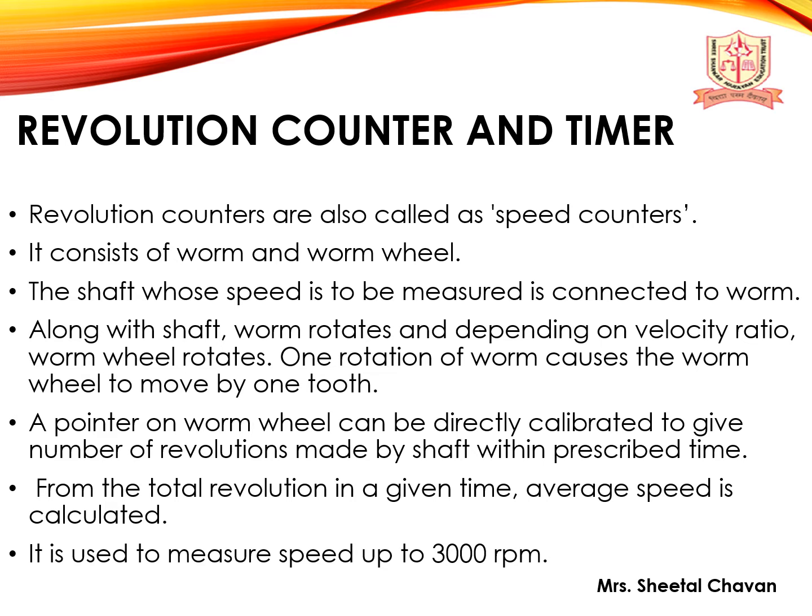A pointer on the worm wheel can be directly calibrated to give the number of revolutions made by the shaft within the prescribed time. For the total revolutions in a given time, the average speed is calculated. It is used to measure speeds up to 3000 rpm.